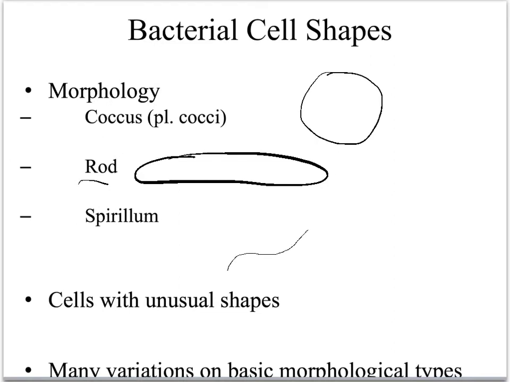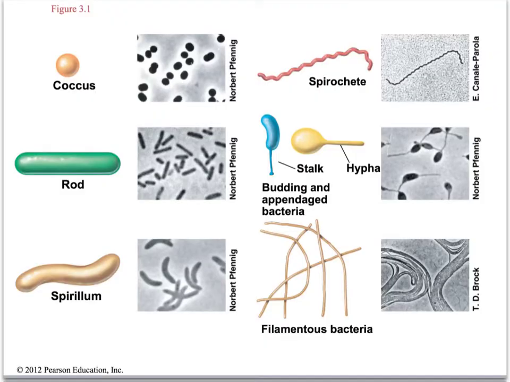It would be bad not to point out that there are cells that have unusual shapes. Some of them are sort of pleomorphic, meaning they don't really have a defined shape, and others have other distinct ones. We're not going to worry too much about those. It is important to point out, though, that many bacterial cells have just sort of a theme or variation on these base shapes.